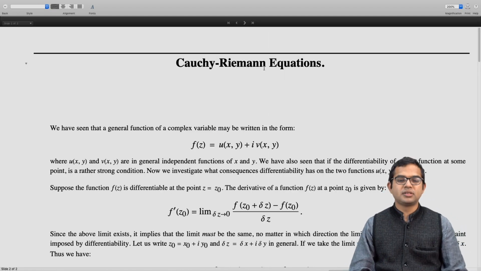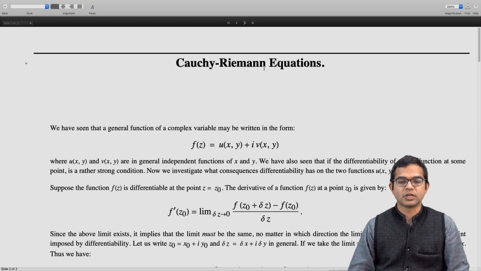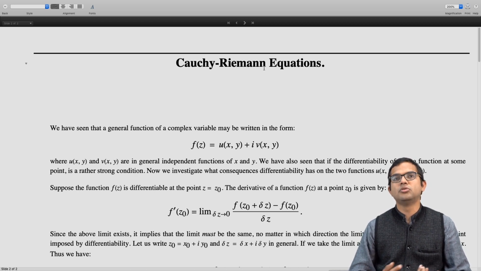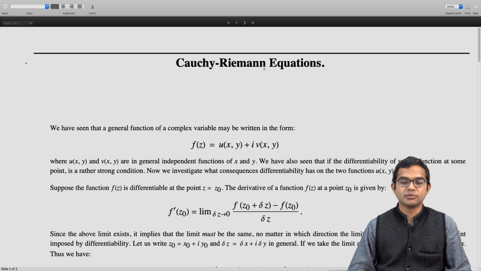Okay, so we start with this general form for a function of a complex variable. So we have f of z is equal to u of x comma y plus I times v of x comma y, where both u and v are in general independent functions of x comma y, right? So it turns out that you cannot have any arbitrary functions u and v if you want this function to be differentiable at some point, right? Even if u and v are extremely nice functions of two variables.